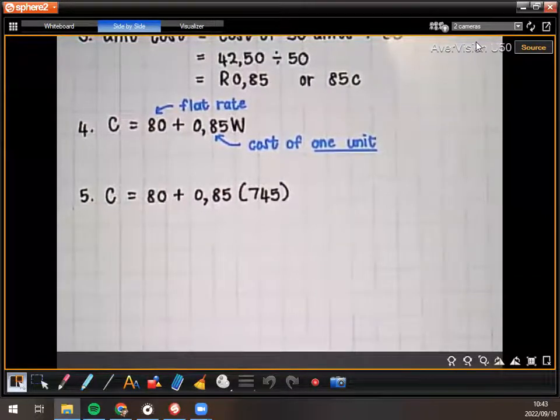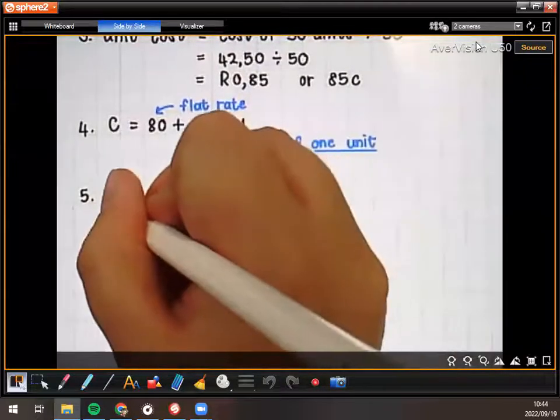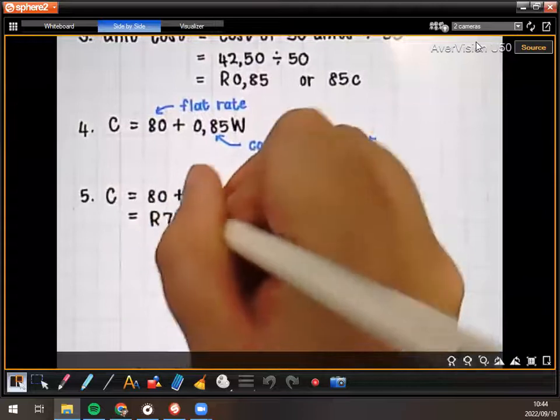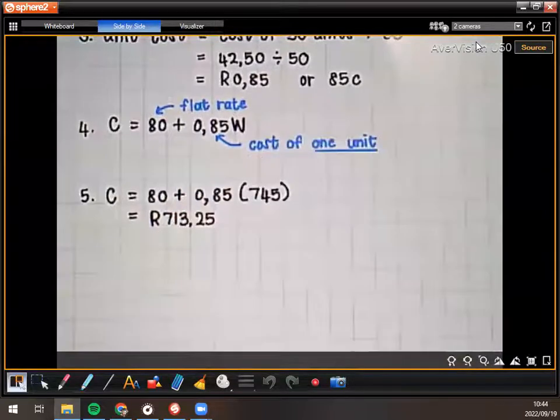Okay, I'm just going to type this into the calculator quickly. Guys, for a question like this, you will be allowed to use your calculator, because we're working with big numbers here. So I am getting an amount of 713 Rand and 25 cents.